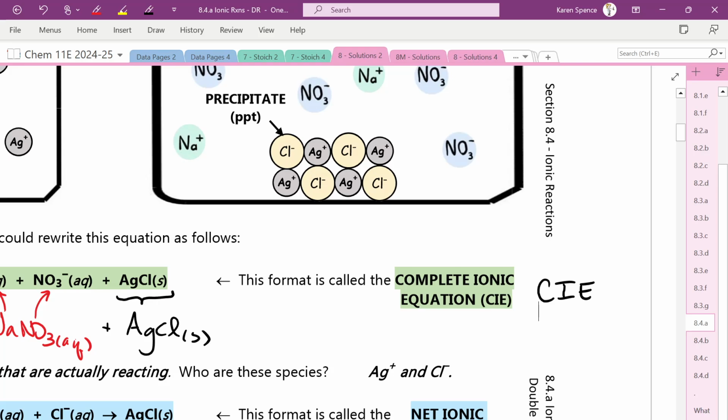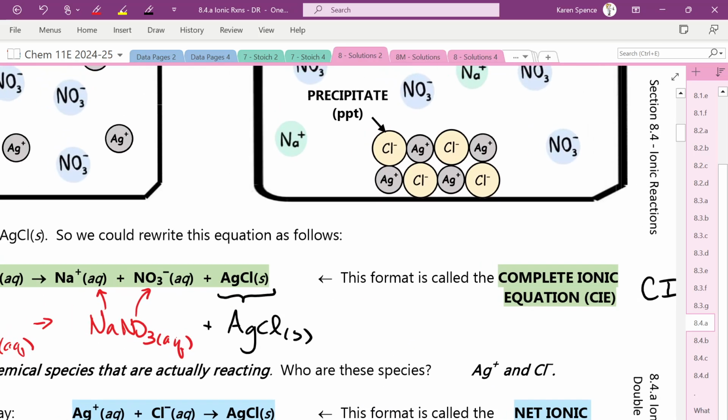So basically, in a complete ionic equation, you take anything that's aqueous and you split it up. You take anything that's solid and you leave it together. Liquids will also stay together because, like, if you look at water, water does not dissociate, right?